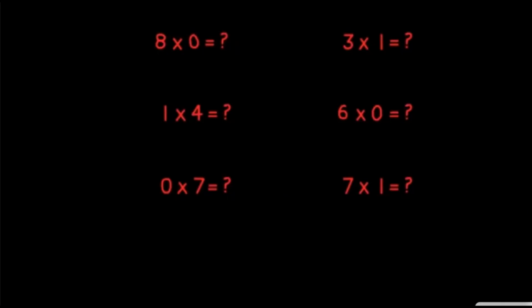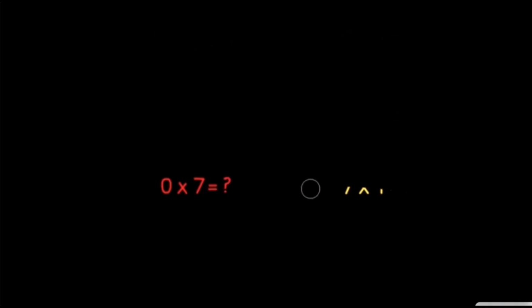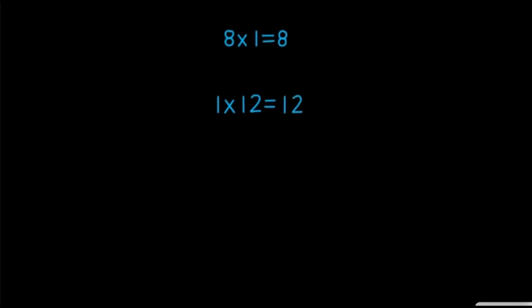You are an expert at multiplication facts. But there are a couple of properties that can help you when multiplying by 0 and 1. Let's take a look. The identity property of multiplication tells us that when you multiply any number by 1, the product is that number. So, if you multiply 8 times 1, the product will be 8. If you multiply 1 times 12, the product is 12. This works for any number, even the biggest number you can think of.